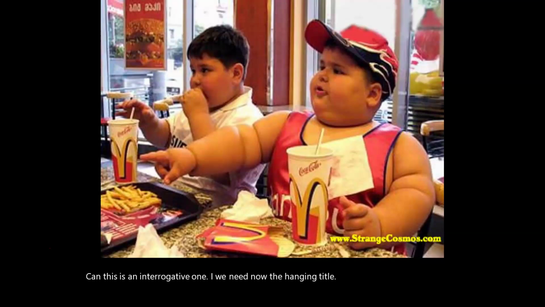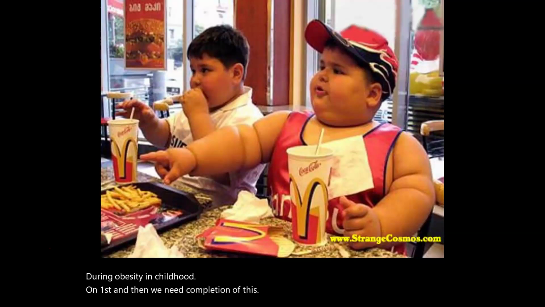A hanging one can be obesity during childhood and fast food consumption. Then we need completion of this title to make it a hanging title. We can say parent perspective, for example, or scientist perspective. We have to complete it because the hanging title has two parts. So this is the first part. Can we complete it?